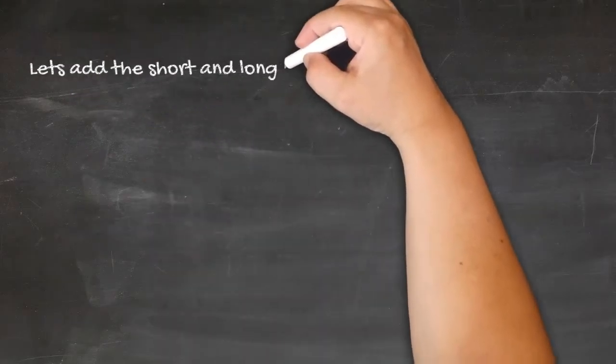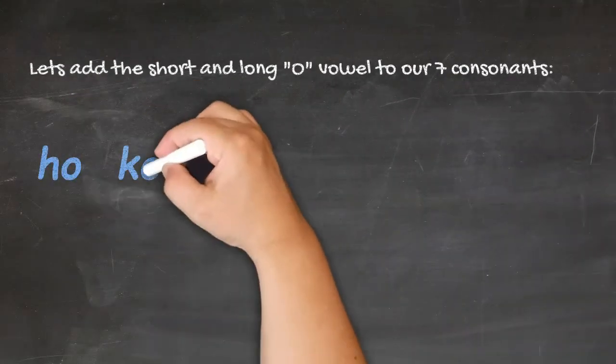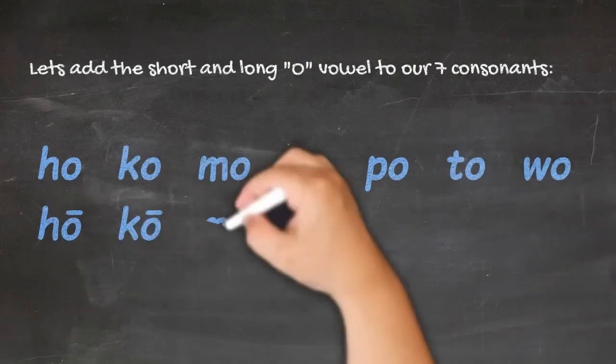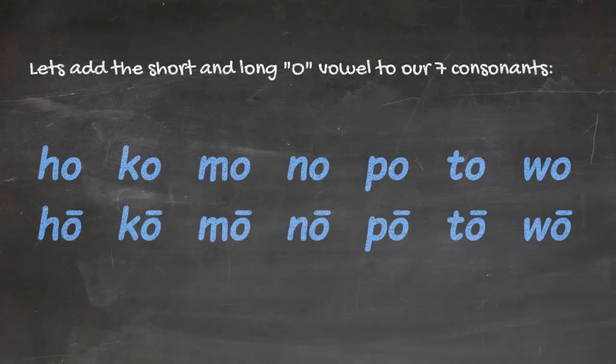Ka pai, keep it going whānau. Let's move on to the O vowel sound. Ho, ko, mo, no, po, to, wo.